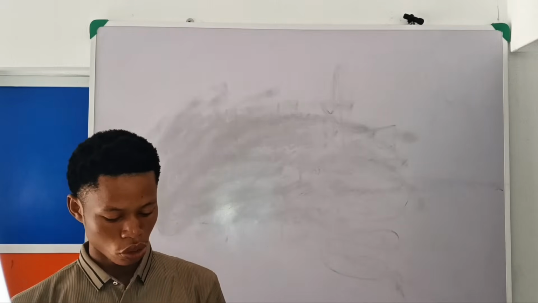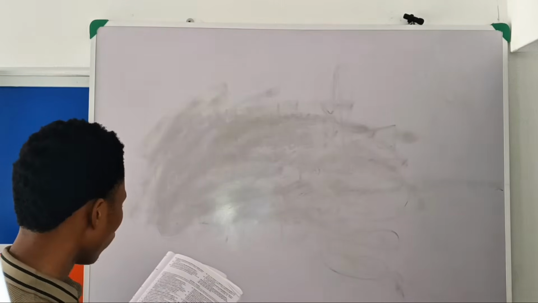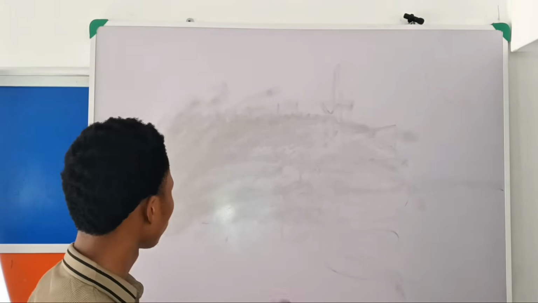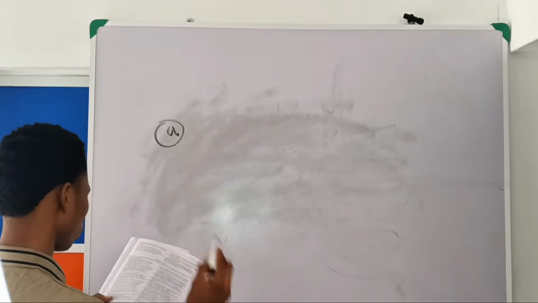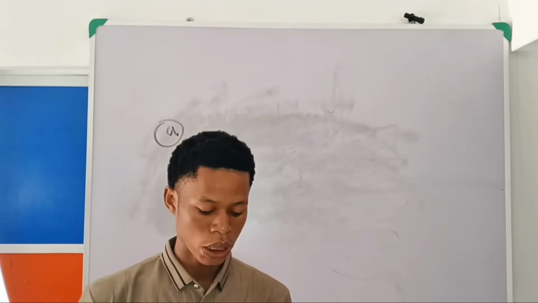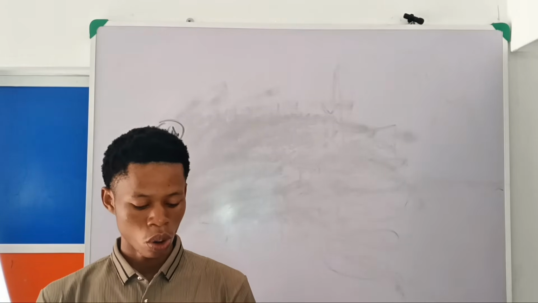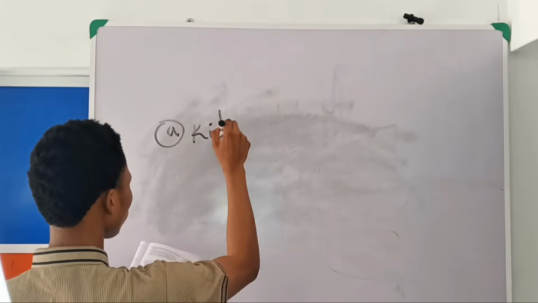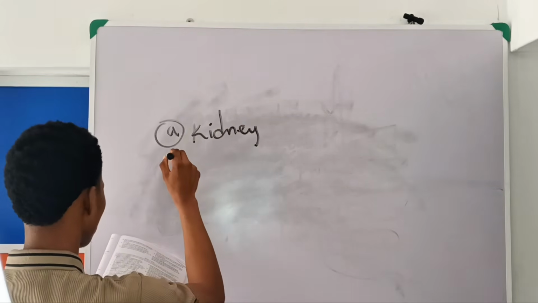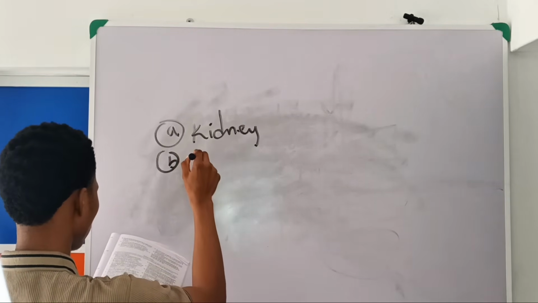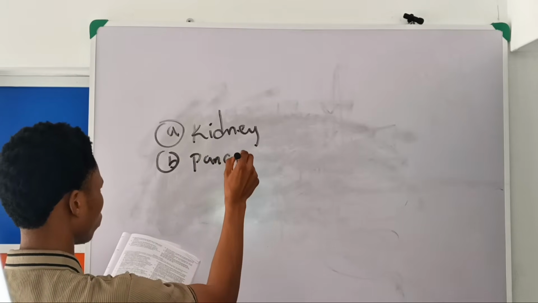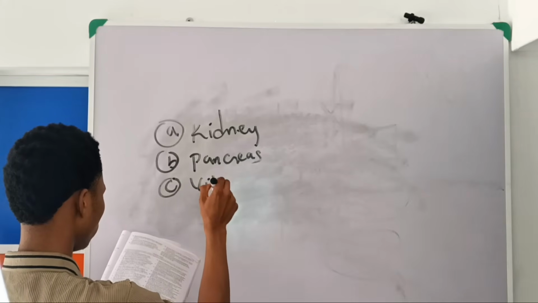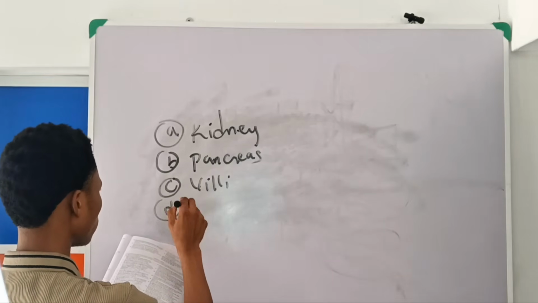All right, so the next question. The conversion of excess amino acids into urea occurs in the dash. Option A says kidney. B says pancreas. C says villi. And D says liver.